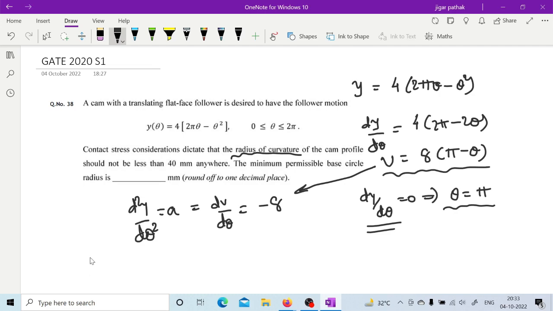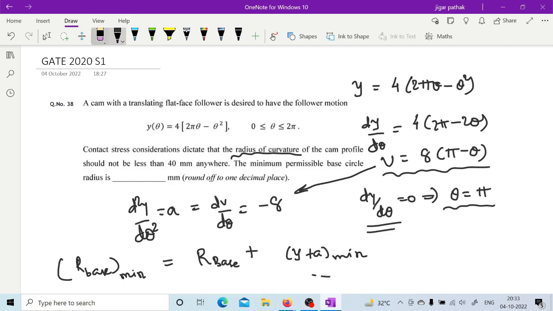Now what is given is that the base circle radius should not be less than 40. So the minimum base circle radius is given as 40. Let us say that r base minimum is equal to r base plus y plus a minimum, for this particular case. In case of a flat face follower, this is the geometric relation between the minimum base radius and the displacement and acceleration.